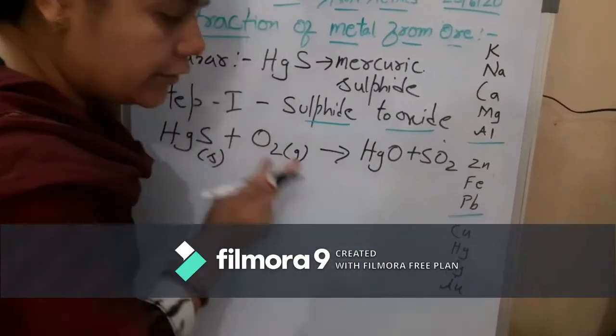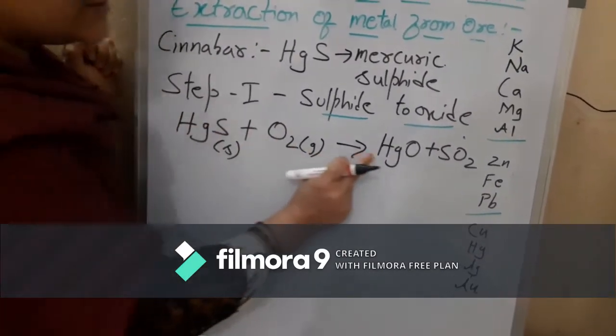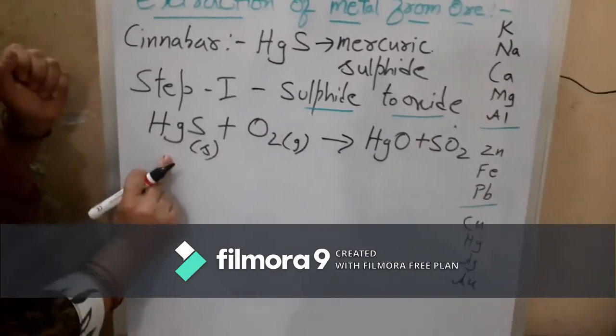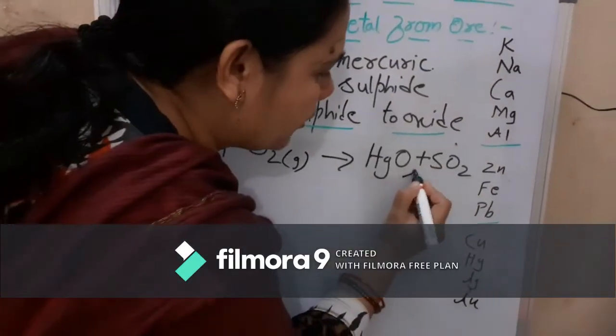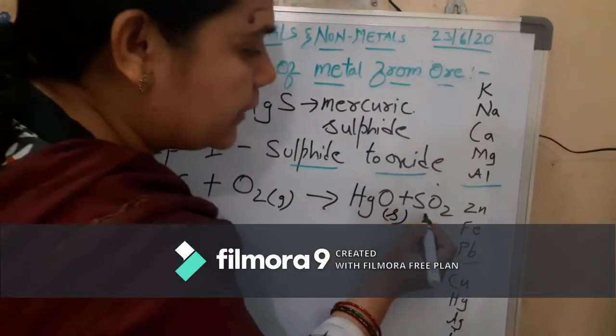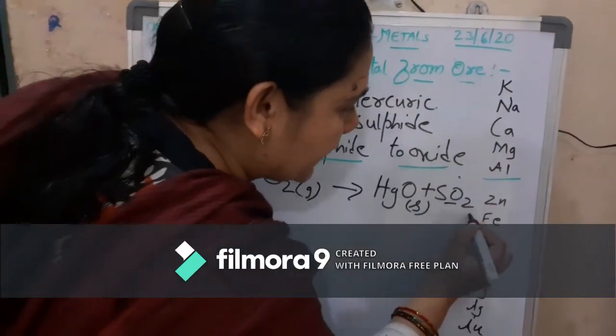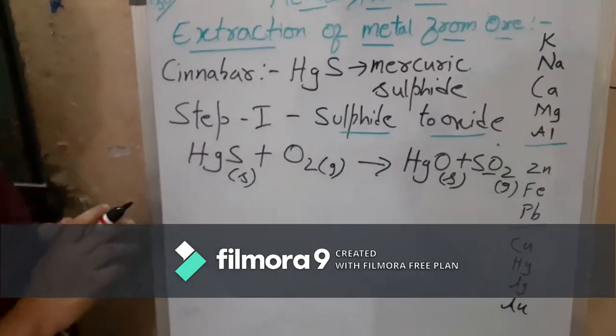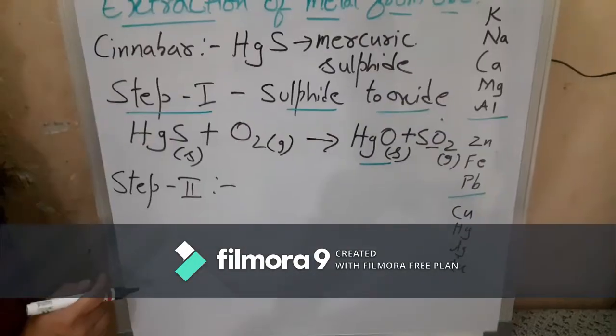Now here children, when you are writing the equations, the physical states should definitely be mentioned. Now what was the physical state of mercuric sulfide? It was solid, and even the mercuric oxide which is obtained will also be in which state? A solid state. And what is this? This would be gas. Sulfur dioxide is going to be gas. So now my step 1 is done.